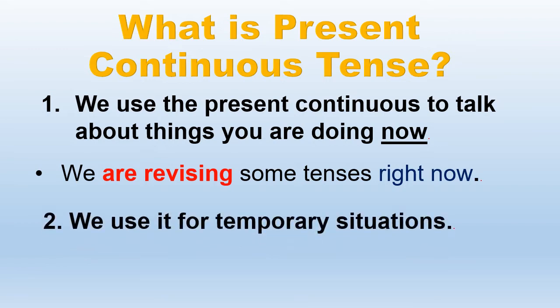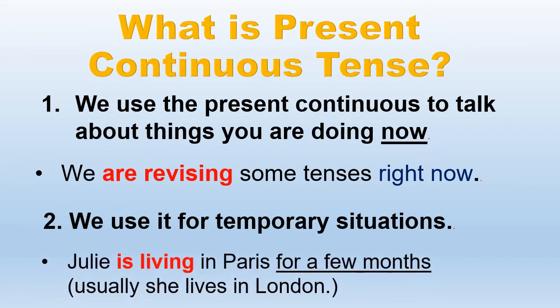We use it also for a temporary situation. It's just for these days only, and it will not last forever. For example, Julie is living in Paris for a few months. Usually she lives in London, so she is living in Paris for a temporary period. It's not forever.